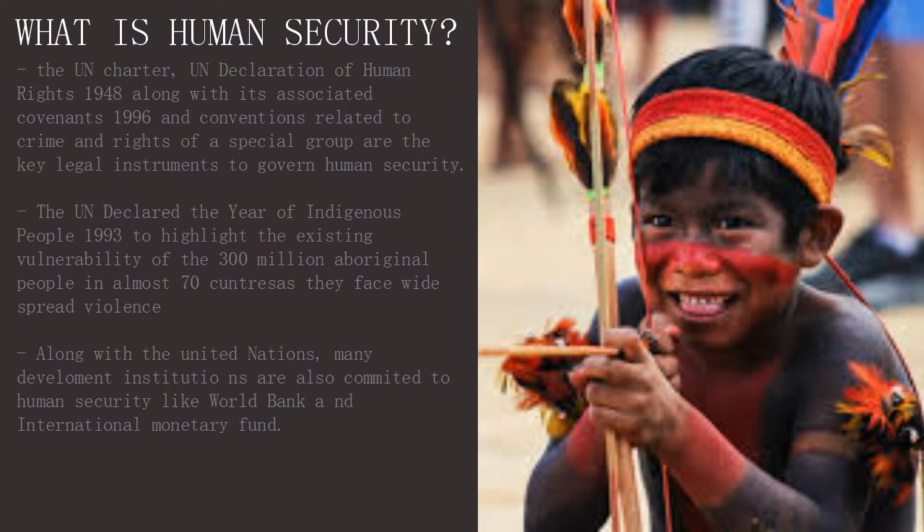The United Nations declared the Year of Indigenous People in 1993 to highlight the existing vulnerability of the 300 million Aboriginal people in almost 70 countries who face widespread violence. Along with the United Nations, many development institutions are also committed to human security, like the World Bank and the International Monetary Fund.